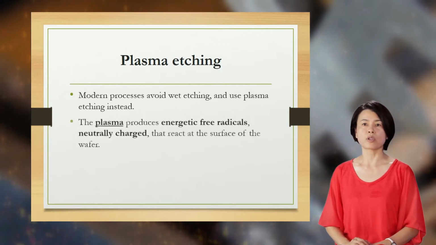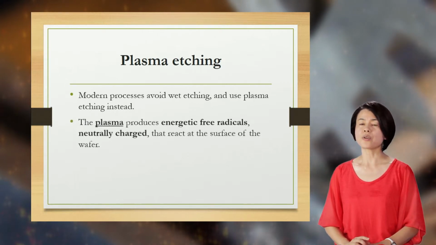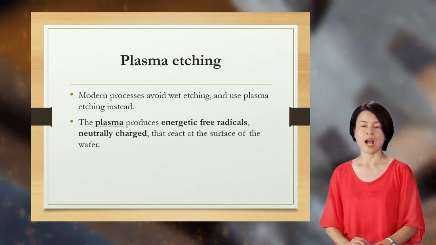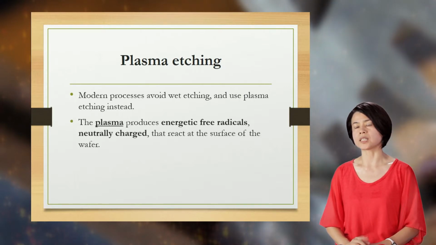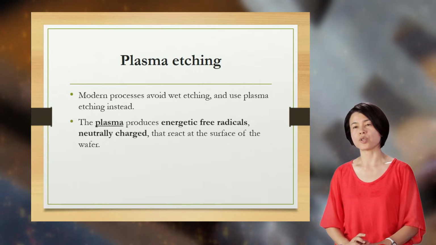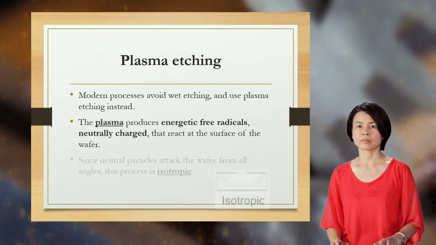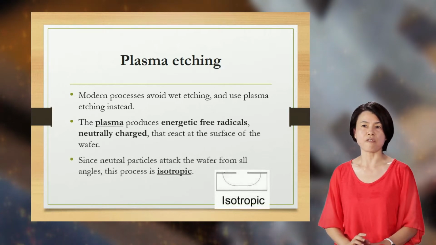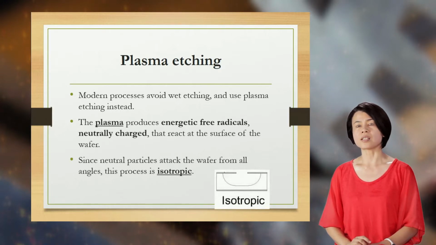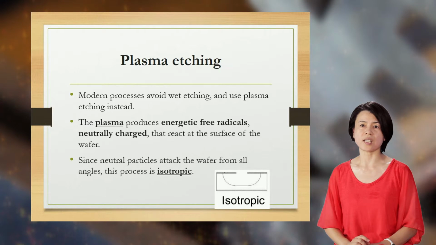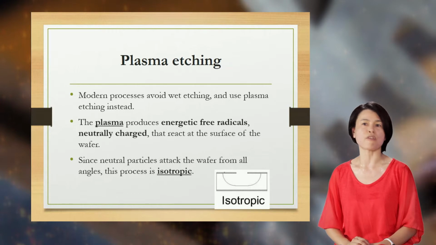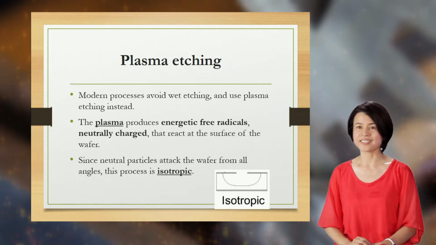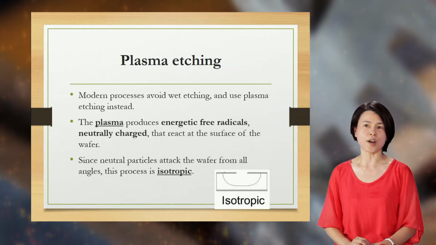Secondly, plasma produces energetic free radicals, neutrally charged, that react at the surface of the wafer. Under such a high energy bombardment, the wafer surface will be etched or removed. Finally, since neutral particles attack the wafer from all angles, this process is isotropic. As you can see in the figure, the surface after plasma etching also has a circular, smooth profile. Right, was that clear? So, I will move on to the next dry etching machine.